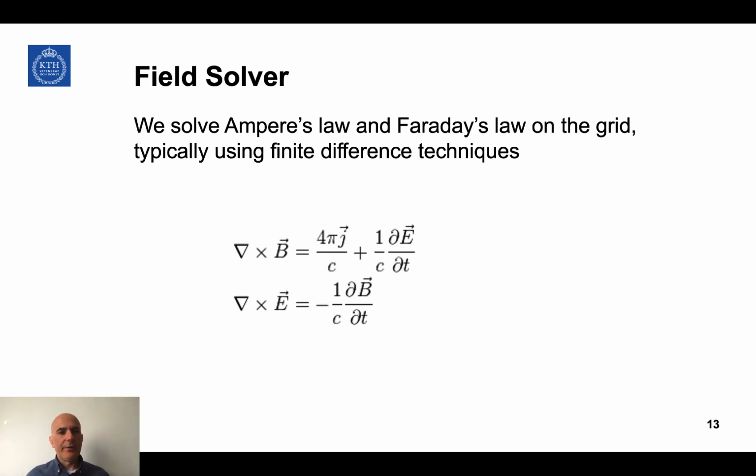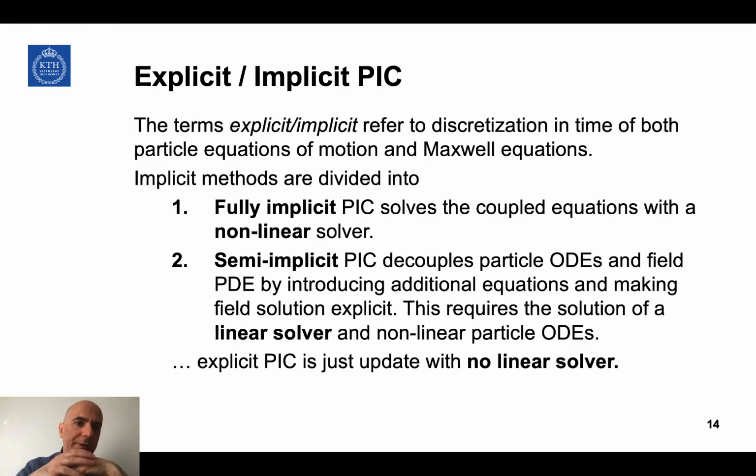The last step of the PIC cycle is the field solver, where we solve Ampere's law and Faraday's law on the grid. This is typically done by using a finite difference technique. So we discretize these two equations and we solve them on the grid. You might have heard the terms explicit and implicit PIC. The terms explicit and implicit refer to the discretization in time of both the particle motion and the Maxwell equations.